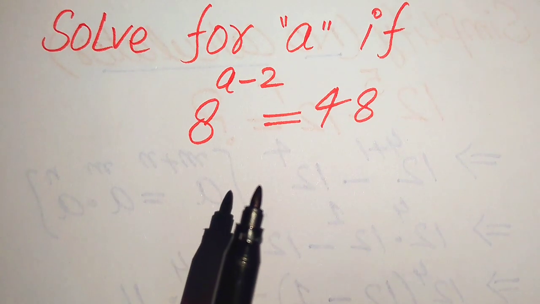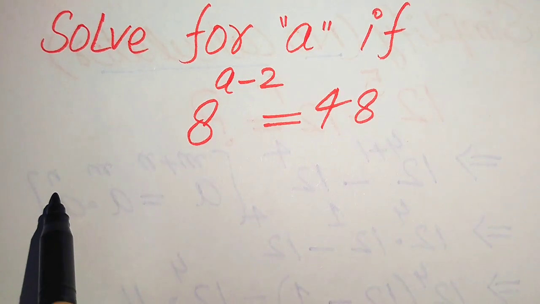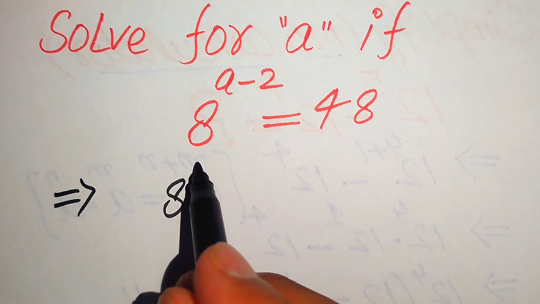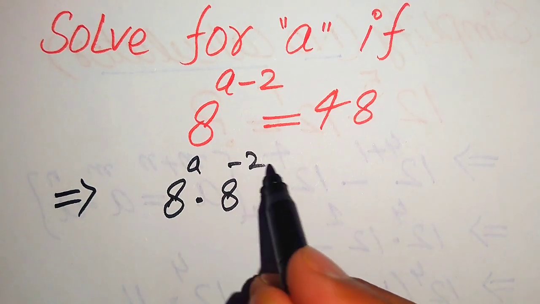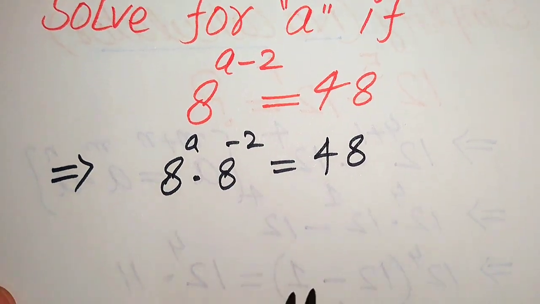And now the very first step we are going to do is to break this exponent, and after breaking the exponent we write it as 8 to the power of a multiplied by 8 to the power of minus 2 equals 48.